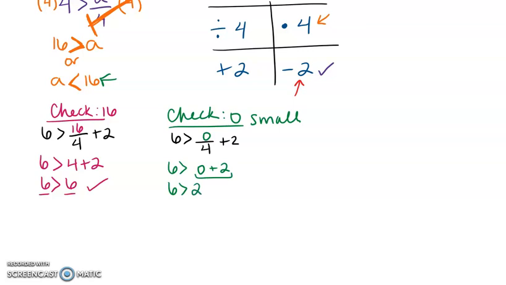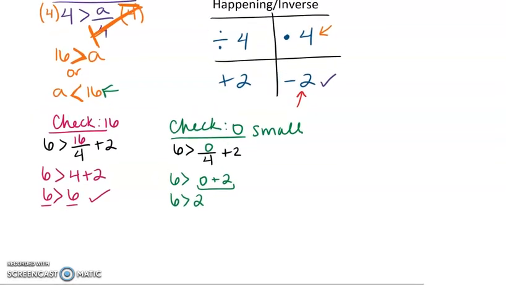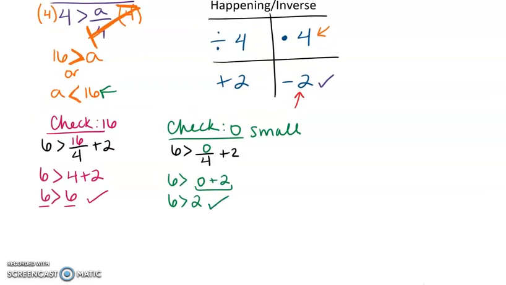So now I have to think, is 6 bigger than 2? And it in fact is. That's a true statement. Because I have a true statement, that tells me that smaller is where my variable needs to be, right? It needs to be smaller than the 16. And this right here is telling me that a has to be smaller than 16. So I know that my answer is correct.